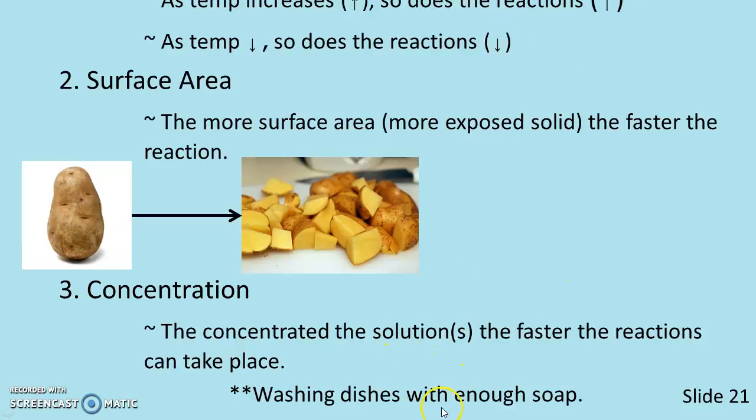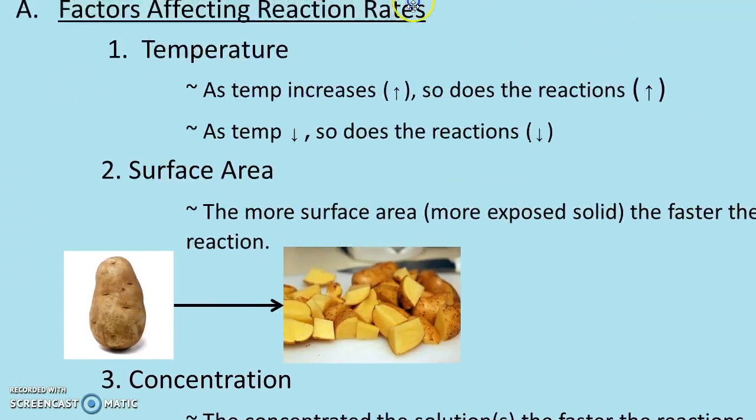My example here is washing dishes with enough soap. If you don't use enough soap, the high concentration of soap, then you probably won't get all your dishes clean. The bubbles run out and you can't do it. So it has to be a high concentration in order for that to work. So that's the first three.